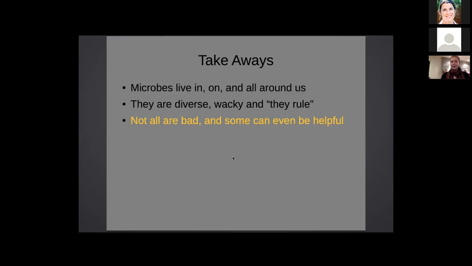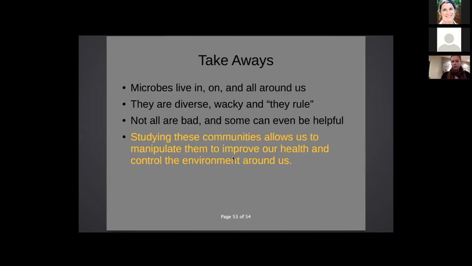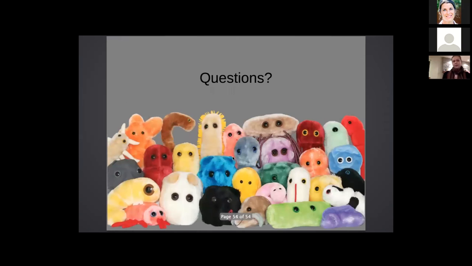Not all are bad, right? Like Sphingomonas, some can be really helpful, and if we can identify those helpful ones, then that can be really useful. So, of course, the ultimate goal is that by studying these communities, we can manipulate them to improve our health and to also control the microbial environments around us. And with that, I think we're ready for questions.